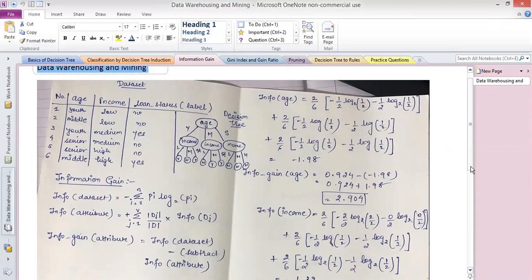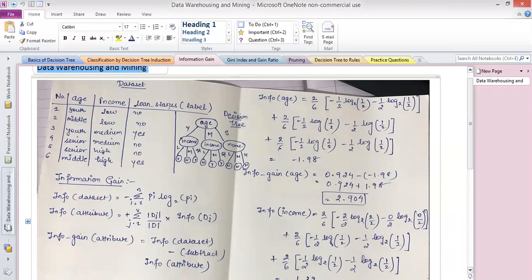All right. So you see the data set here. We have got three attributes, out of which the third one is the label. The first attribute is age, the second attribute is income, and the third attribute reads loan_status.